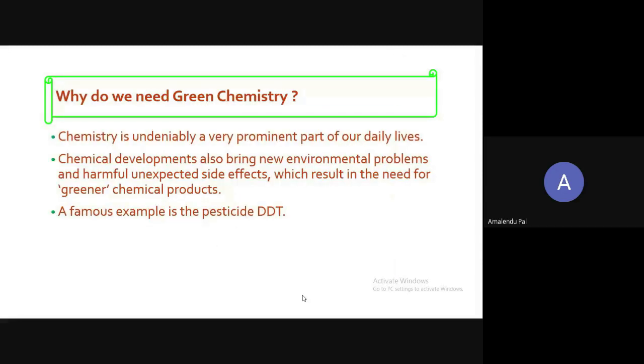Why do we need green chemistry? So chemistry, as we know, is a prominent part of our daily life.